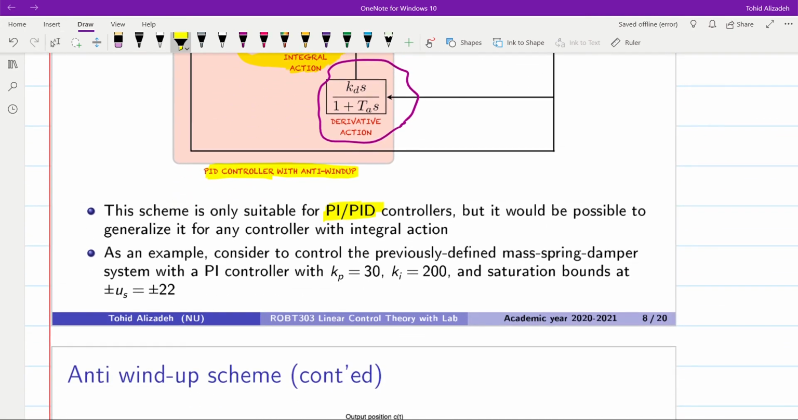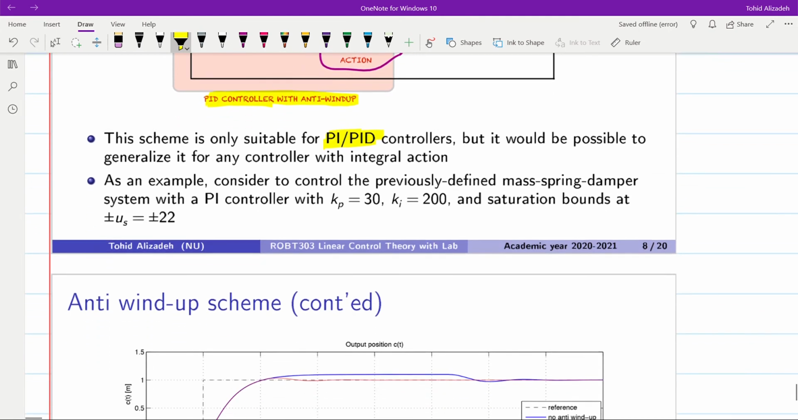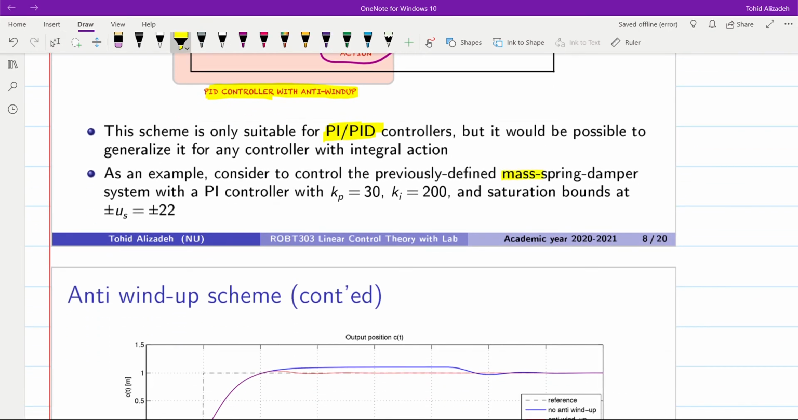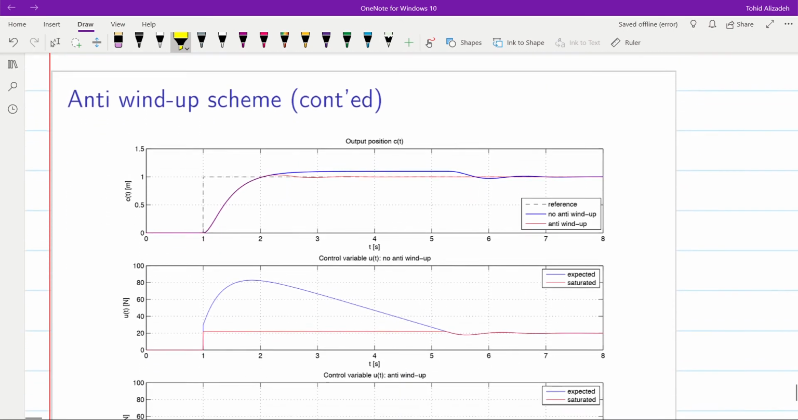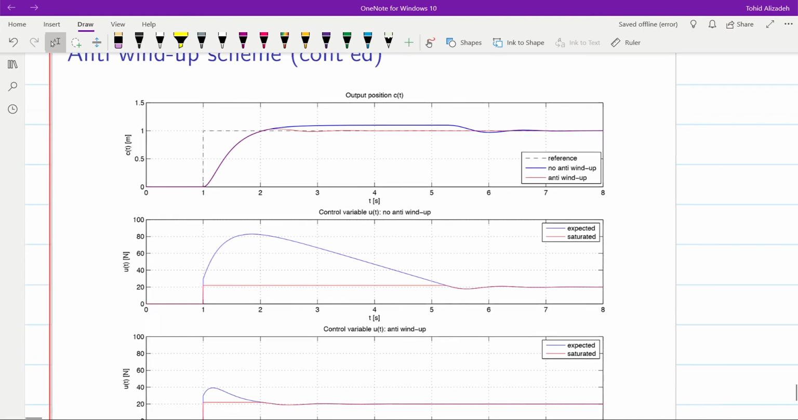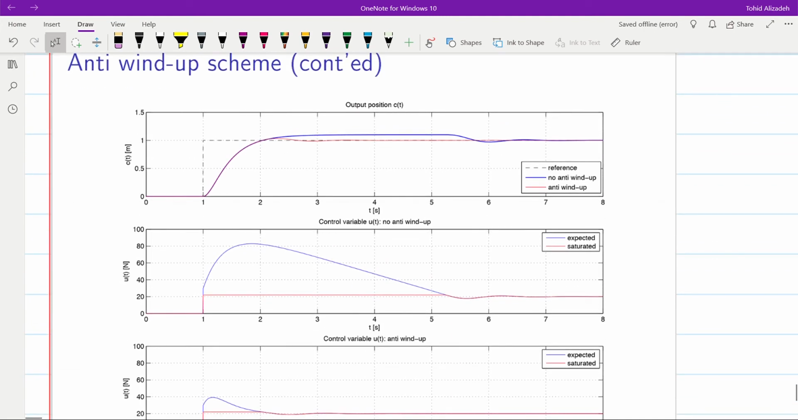As an example, you can consider controlling the previously mentioned mass spring damper with a PI controller where we have Kp equal to 30, Ki equal to 200, and a saturation bound at plus minus 22. And here we will see the effect of the anti-windup scheme. Again, in dashed line, we see the reference signal, and in the upper part we have the output, which is the position.